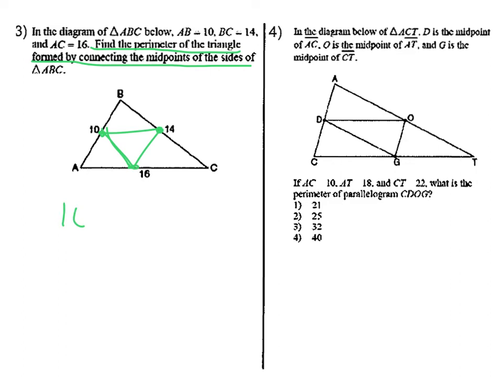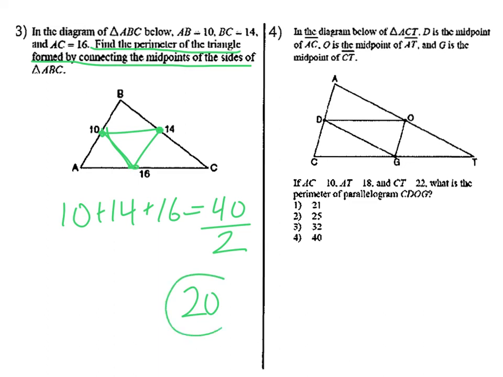So if I add up the 10 and the 14 and the 16, that's going to get me a perimeter of 40 for the large triangle. All I have to do is divide that by 2, which we looked at in the previous problem, and we get a perimeter of 20 for our triangle formed by connecting midsegments.